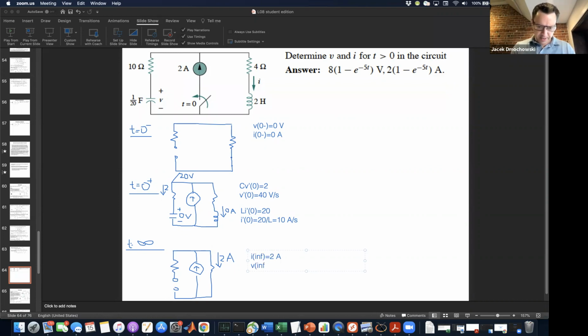Now, what about V of infinity? What is the voltage between this point and this point? Well, notice that there's no voltage drop across this resistor, right? So basically, this capacitor ends up being parallel with this resistor, because this resistor is dead because there's no current. So this terminal is effectively here, and this terminal is effectively here. And so V infinity has to be equal to 2 times 4, which is 8 volts.